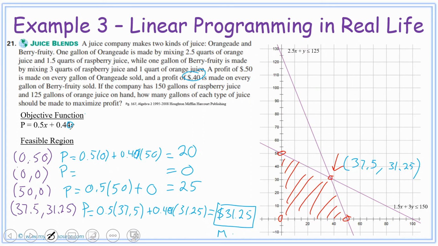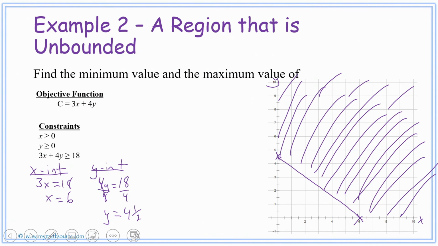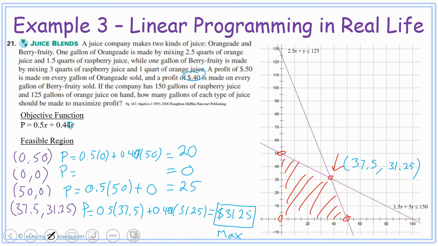That's our max. And so you see why it's important to get the accurate amount, because if you were reporting your final data, you want to use, I erased our axis, but if I go back, our axis, we were looking for gallons. And so our axis in terms of gallons, all right, so remember our X was gallons of orangeade, so I want to have 37.5 gallons of orangeade. I'm just going to put here capital O, and I want 31.25 gallons of, what was the other one? Berry fruity. So I'll just put here berry fruity.